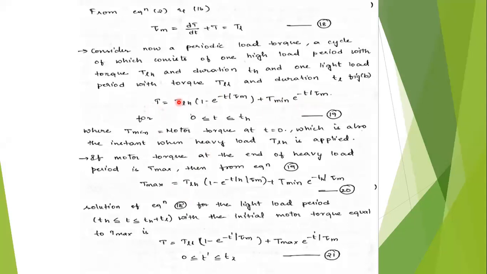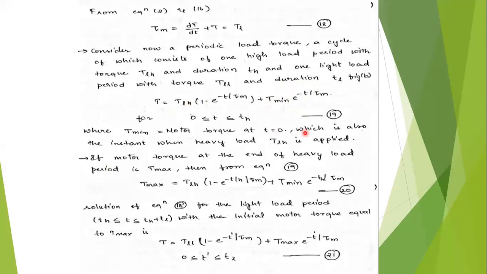So for this, what are the limits of t? 0 to TH, high load. Here T minimum is the motor torque at starting, t is equal to 0. This is the T minimum torque. Okay, so when the instant heavy load is applied, this is THL.